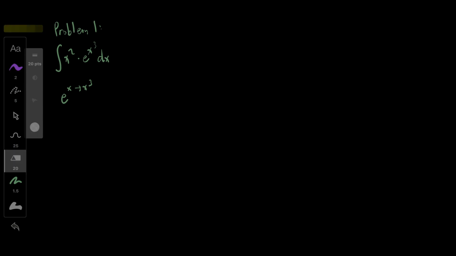So how will we exactly pull our u? Well, our best bet, since we have x squared over here, and we know that the derivative of e to the x is just e to the x, let's take x cubed as our u. So x cubed is equal to u, and du is equal to 3x squared dx.